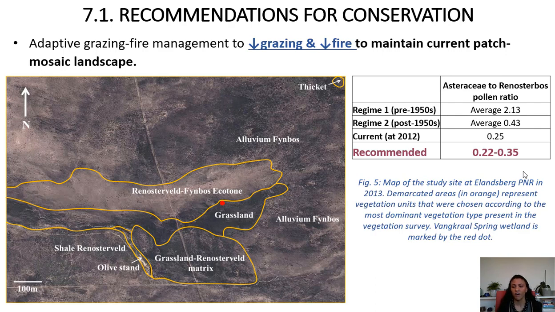And this is obviously not as great as the first regime, which is the pre-1950s, and it is a little bit lower than the average that we see in regime 2, but it is higher, or could be higher, than what it currently is when the core was retrieved.